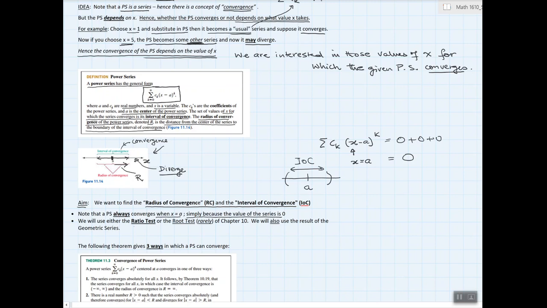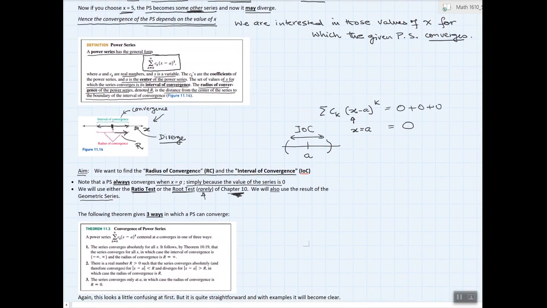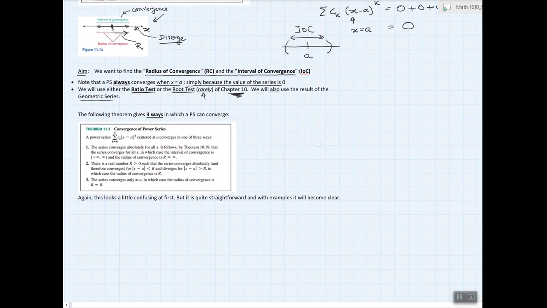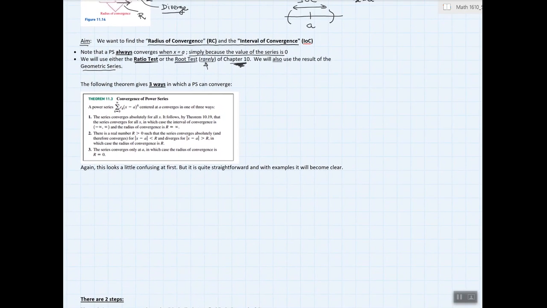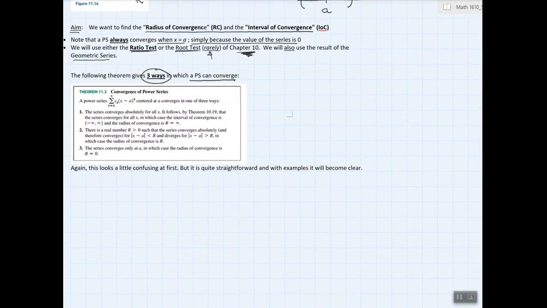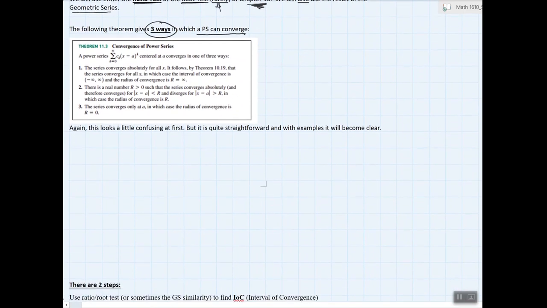So we will use either the ratio test or the root test, but the root test is used rarely, that we learned in chapter 10. We can also use the result of geometric series, and you will see in the examples how to use it to find the radius of convergence and the interval of convergence. So there are three ways that a power series can converge. This theorem tells you that there are three ways that it can happen. Let's look at them one by one.